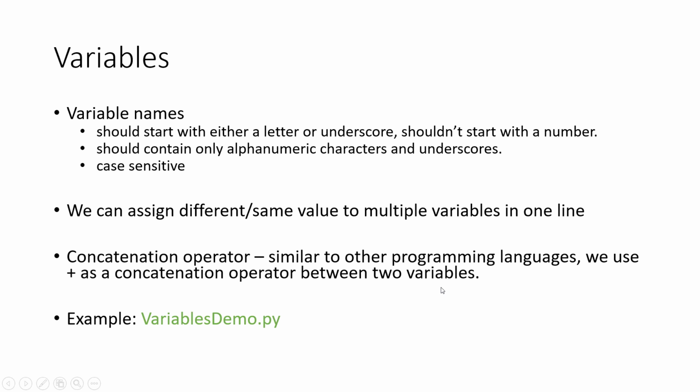Variable names should start with either a letter or an underscore, and should not start with a number. Variable names should contain only alphanumeric characters and underscores, and variable names are case sensitive. We can assign different or the same value to multiple variables in one line, and we use the concatenation operator plus to concatenate two different variables, just like other programming languages. Now let's see the demo.